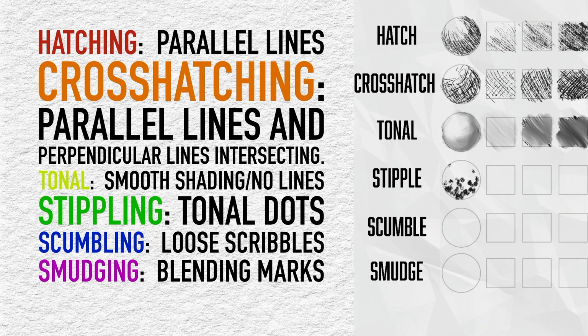Stippling uses tiny dots to form shadows and textures, with closer dots making darker areas. Scumbling involves loose, scribbled lines for a rough, textured effect. Finally, smudging blends pencil marks for a smooth, gradual transition between values.